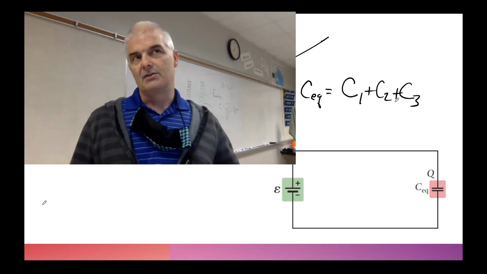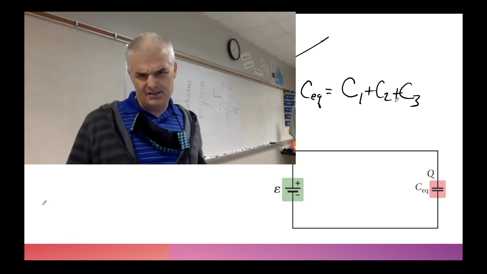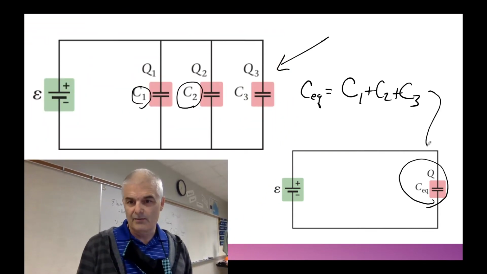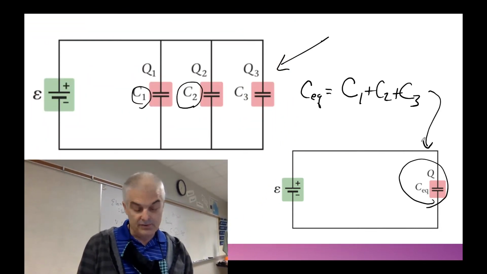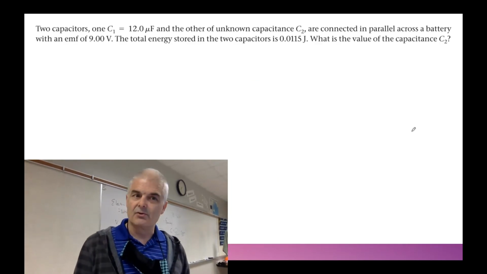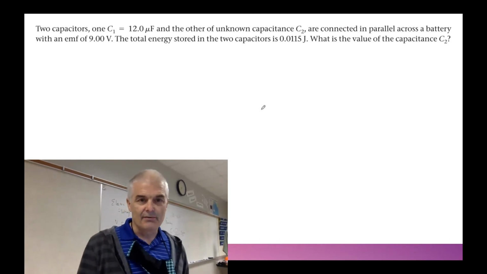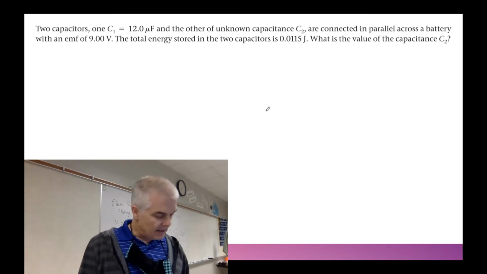Now realize that that's kind of backwards of what we do with resistors. For resistors, that's what the equation looks like when it's done in series. It's actually backwards, and when you do it in series, it's also backwards. So here's what we have: two capacitors. One, C1, is 12 microfarads. The other is unknown capacitance.